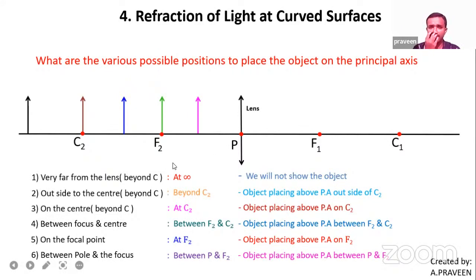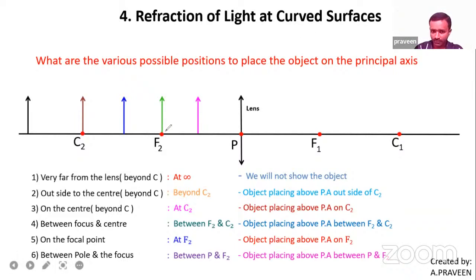In the last live class, I discussed with you various possible positions to place the object on the principal axis, right? Here we have various positions because we know 2 points from the lens. So here we decided the points: focus and center.